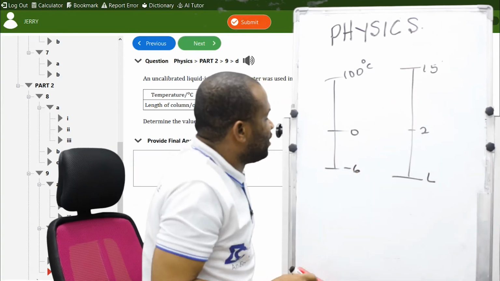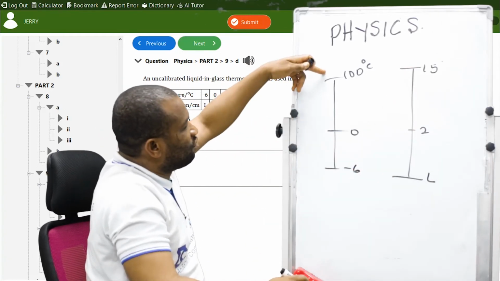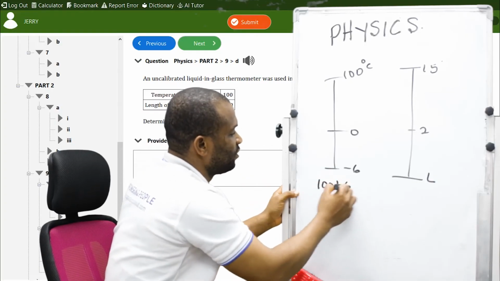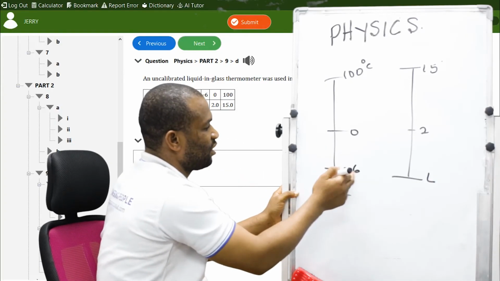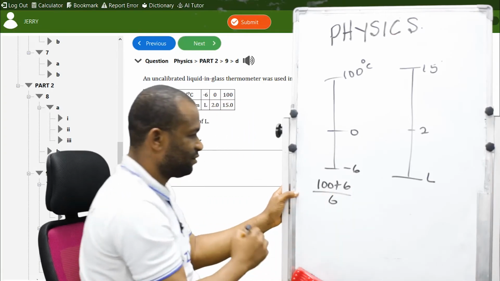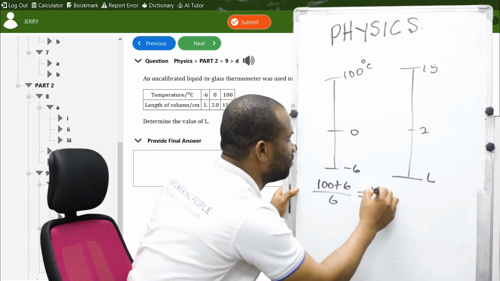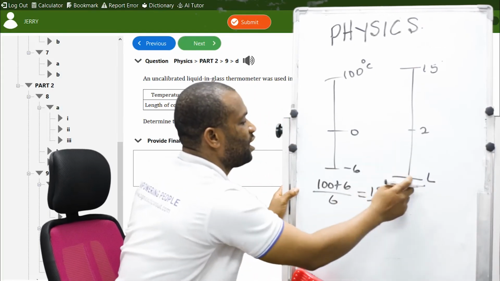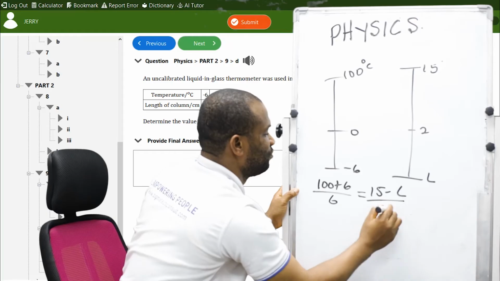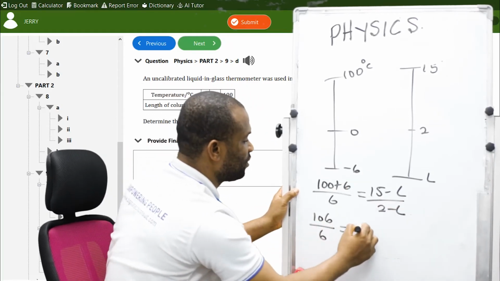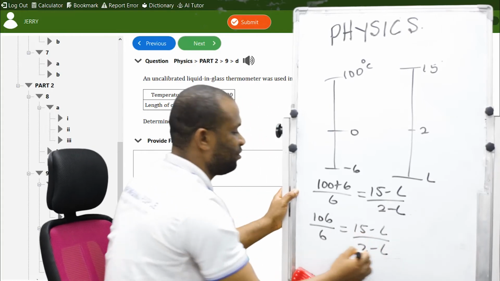So I'm going to take it this way. Look at what I'll do. 100 plus 6 all over 0 minus 6, which is going to be 6. Then this is going to be equal to 15 minus L all over 2 minus L. So I'll add up. This is 106 all over 6 is equal to 15 minus L all over 2 minus L.